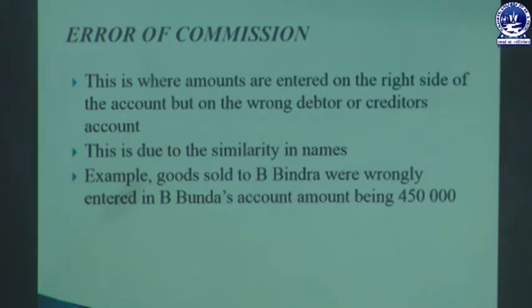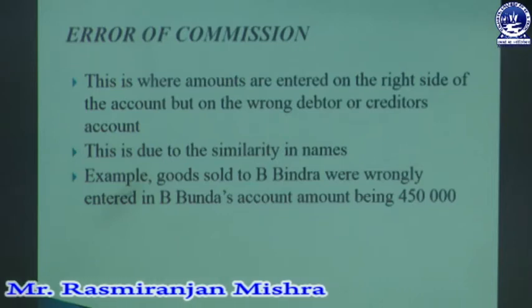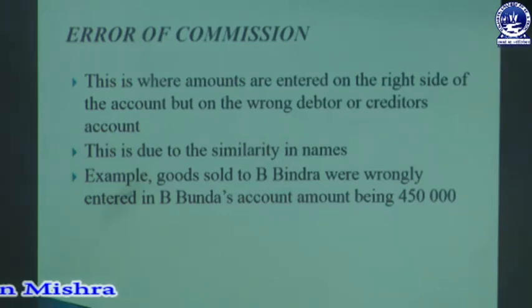There is one example: goods sold to B Bindra were wrongly entered in B Bunda's account. So there is some mismatch. One person is B Bindra, another person is B Bunda. Instead of recording it in B Bindra's account, we recorded it in B Bunda's account. The amount is rupees 4,50,000. When only the difference between Bindra and Bunda is there, that type of error is called an error of commission.